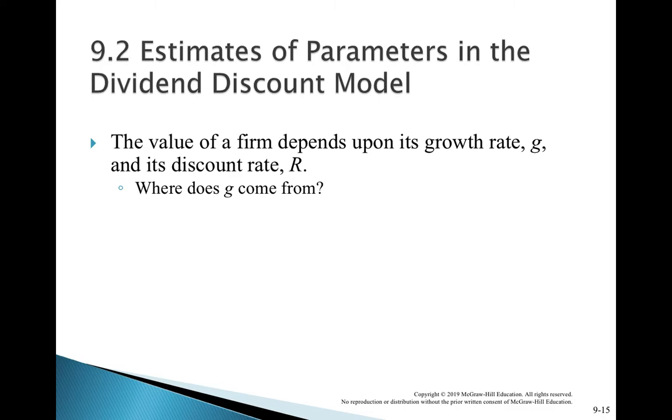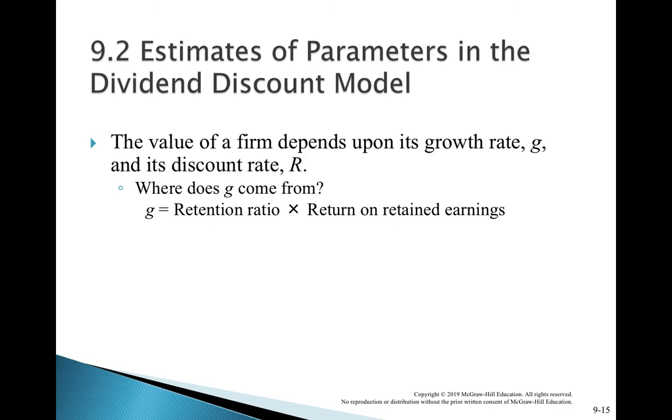Isn't it, friends? So, the value of a firm, or the value of a stock, always depends on the growth rate of the dividend and the cost of capital. Where does the G come from? How do we get the growth? Growth is equal to retention rate multiplied by return on retained earning.